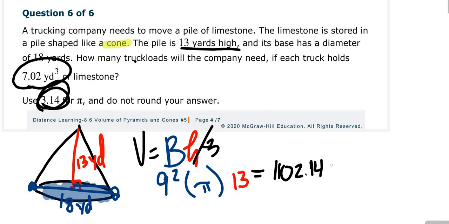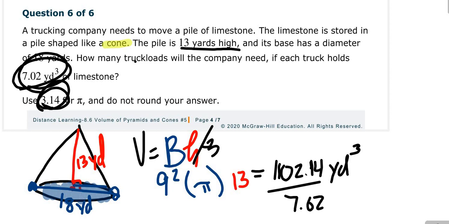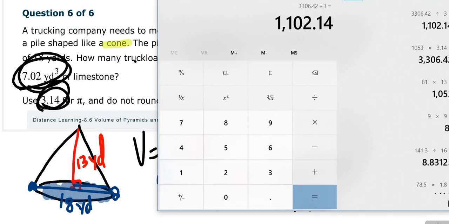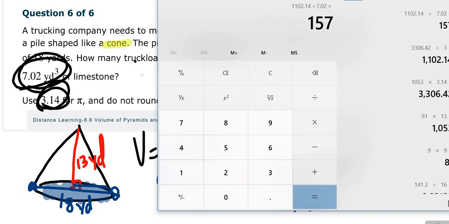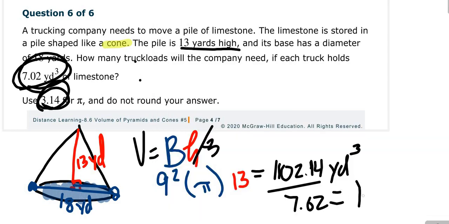So each pile, yards cubed, we're going to divide by 7.02. And we get exactly 157 truckloads will it take to move that pile.